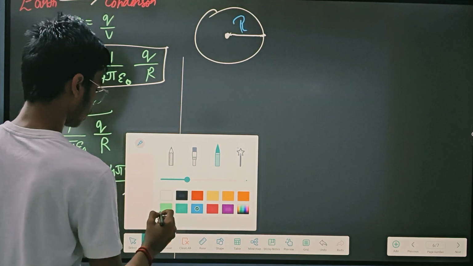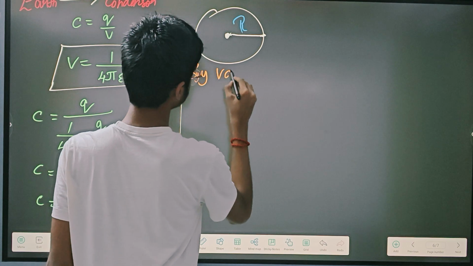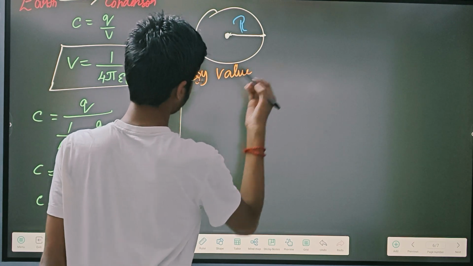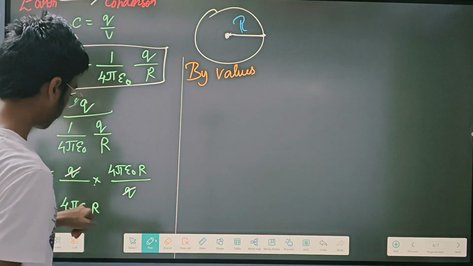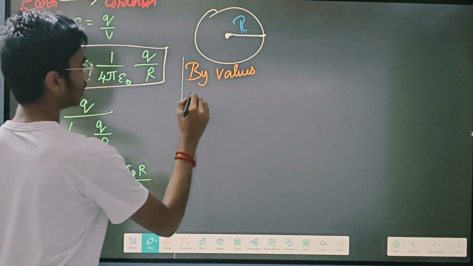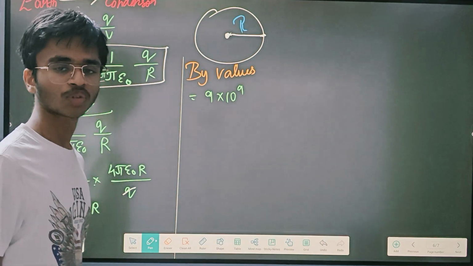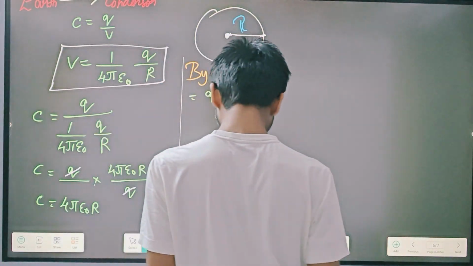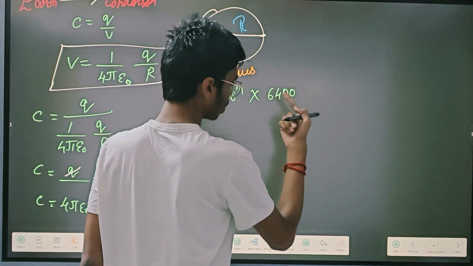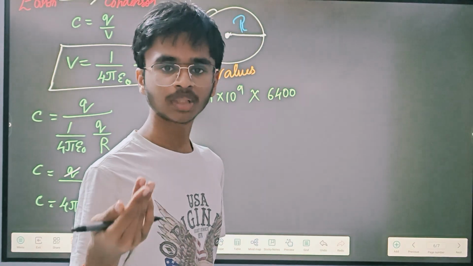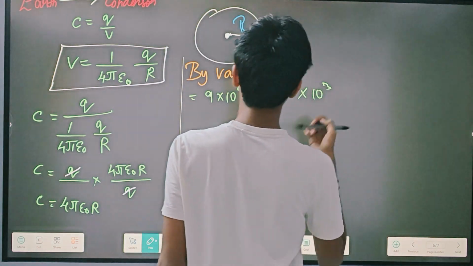So for our real world, now we will be substituting values. First, 4 pi epsilon naught. It will be 9 into 10 to the power of 9 into R, which will be 64,000 kilometers. You can convert it into meters. If you want to convert kilometers into meters, just multiply it with 10 to the power of 3, so into 10 to the power of 3.